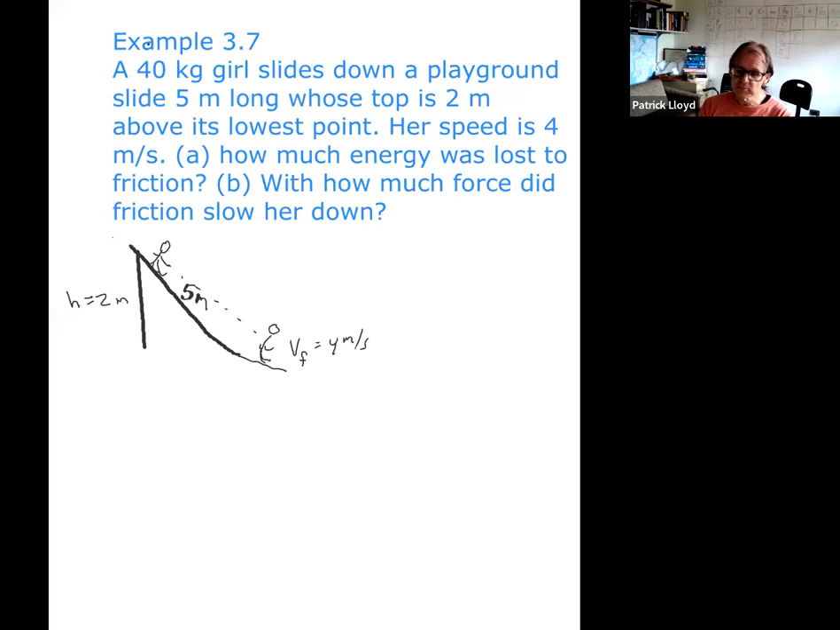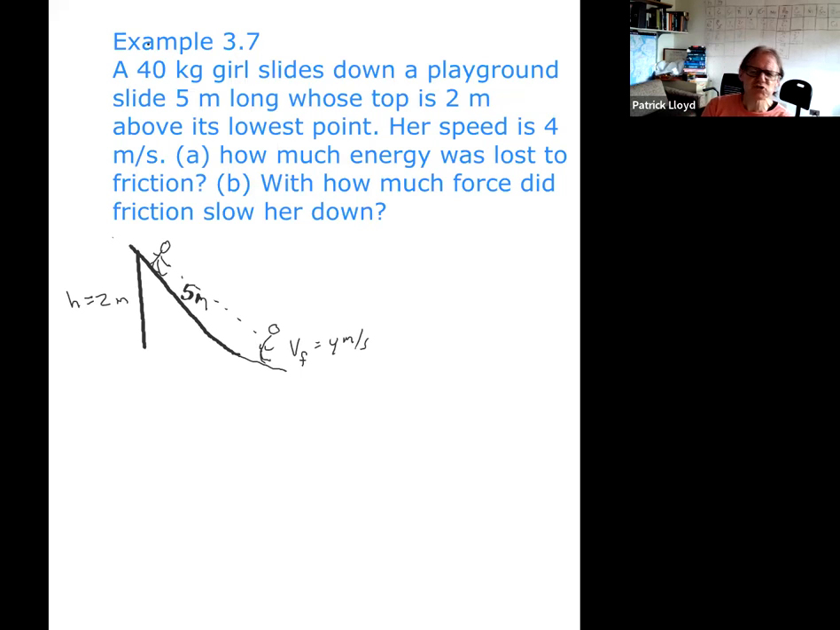This is example 3.7. We're going to look at another example of the interplay between kinetic energy and potential energy. A 40-kilogram girl slides down a playground slide that's 5 meters long, and its top is 2 meters above its lowest point. Her speed is 4 meters per second at the bottom. How much energy was lost to friction? And with how much force did the friction slow her down?